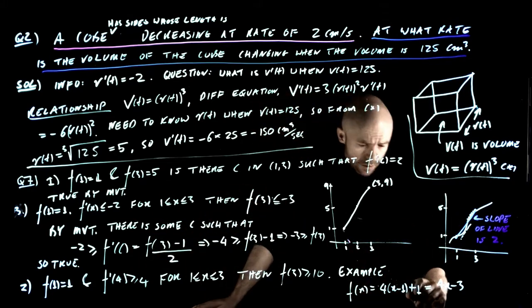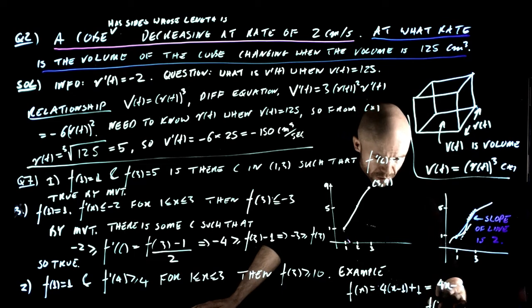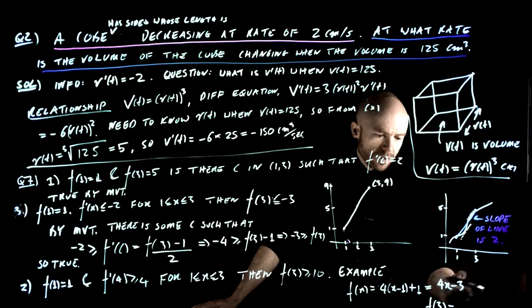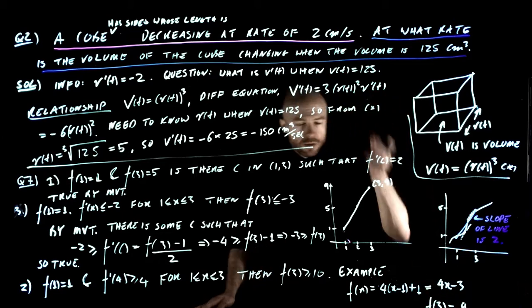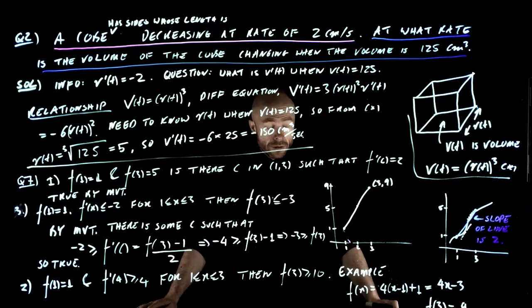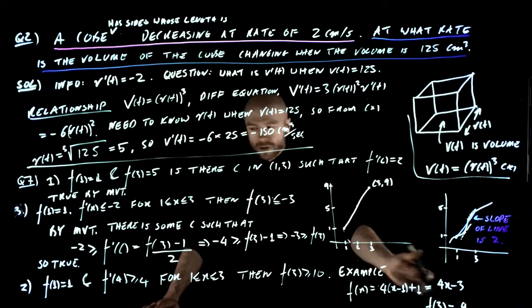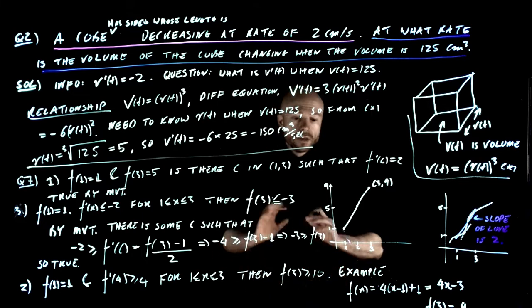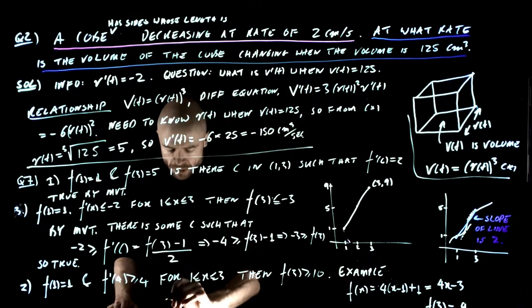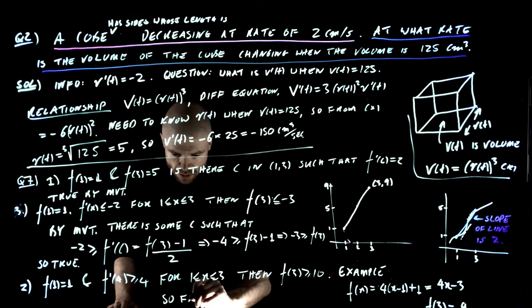And then what can we have here? If we have f of 3, then we have 4 times 3, which is 12, and then minus 3, which is 9. And that's what we know already from the pictures. So this is not true. We just have an example of a function that satisfies our hypothesis for which the conclusion is false. So this is false.